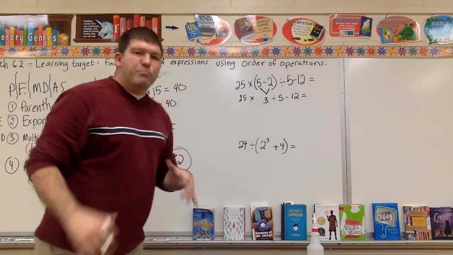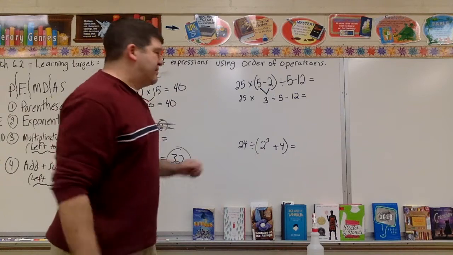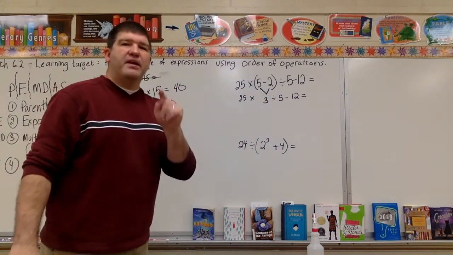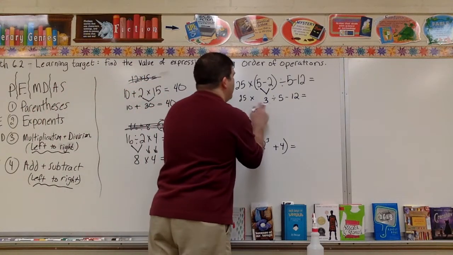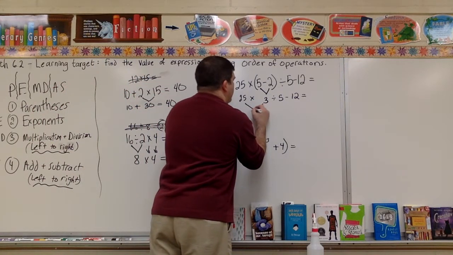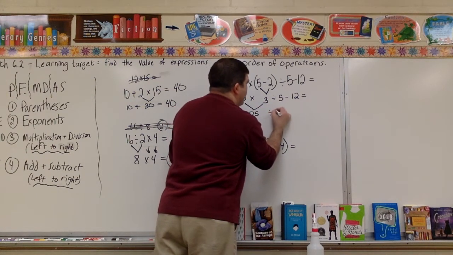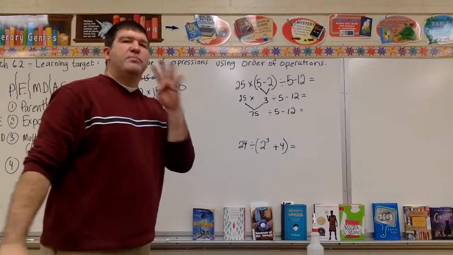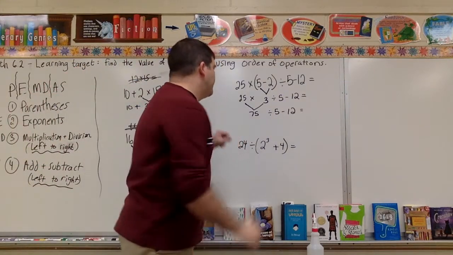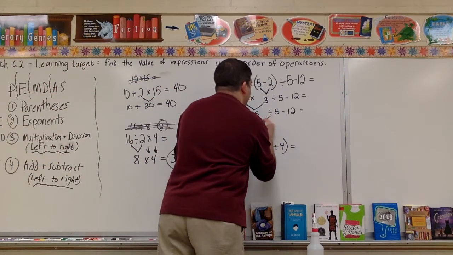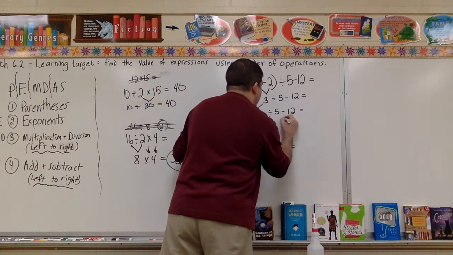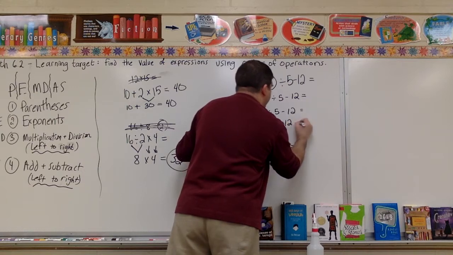Okay. Parentheses, done. Exponents. Do I have any exponents? No. Okay, so I'm done. Now multiplication and division left to right. So here I have a multiplication. Let's see, 25 times 3 is 75. Then I bring everything else down. Okay. Now, I'm still in multiplication and division. I have a division here. Okay. 75 divided by 5, 15. And then I bring everything else down.